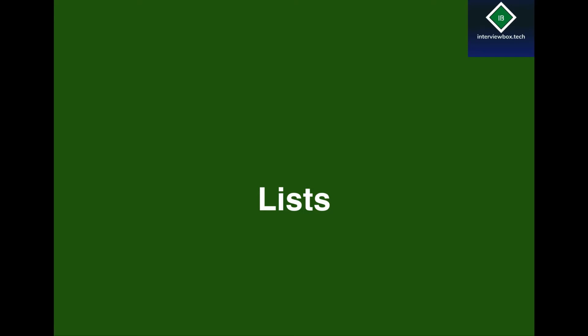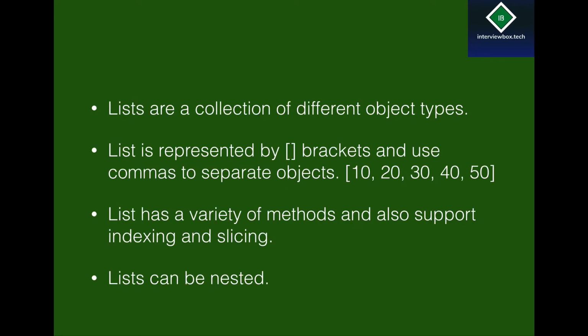In this video, I'm going to talk about the list Python data type. So list is a collection of different object types. It's similar to your grocery basket where you put different kinds of items in there. So list also holds different kinds of object types.